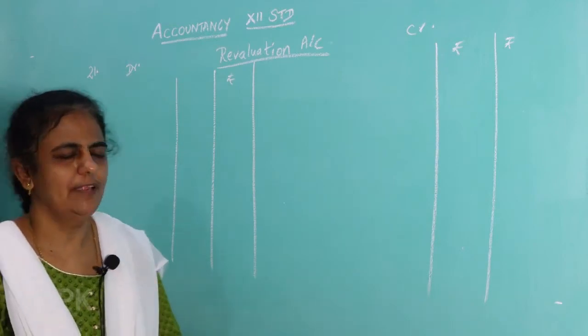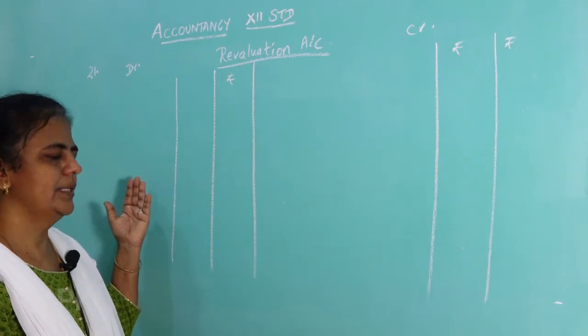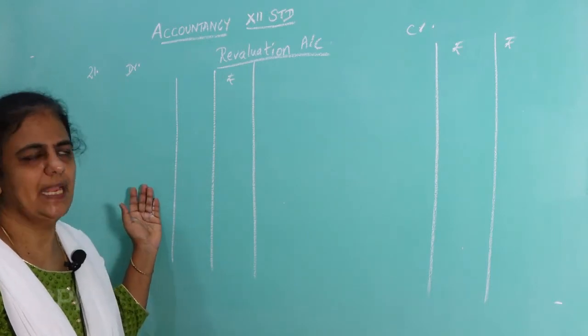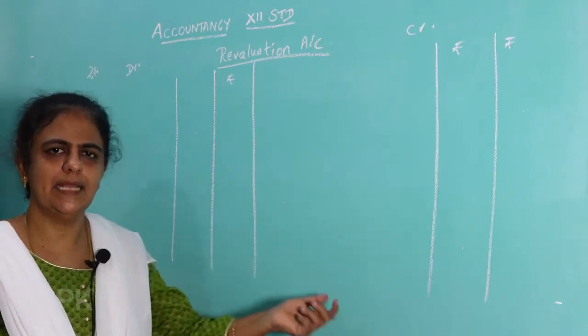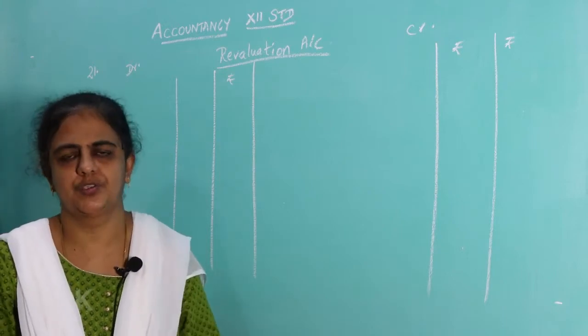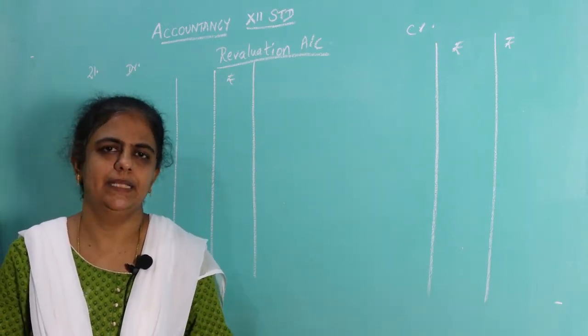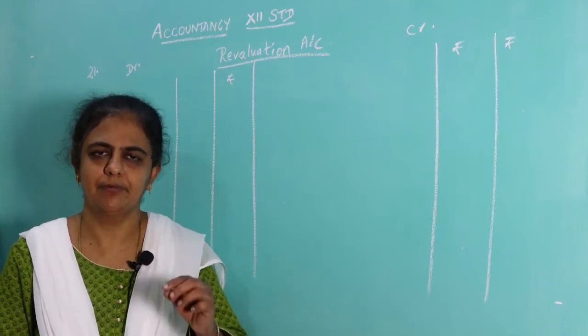Okay. So if there is any profit on revaluation, you put it on the credit side. Loss on the revaluation means you put it on the debit side. Okay. And see whether credit side is greater or debit side is greater. If credit side is greater, it results in profit. If debit side is greater, it results in loss. Okay. Now, how to prepare the revaluation account? What you have to do? To prepare the revaluation account, you have to see the adjustments.